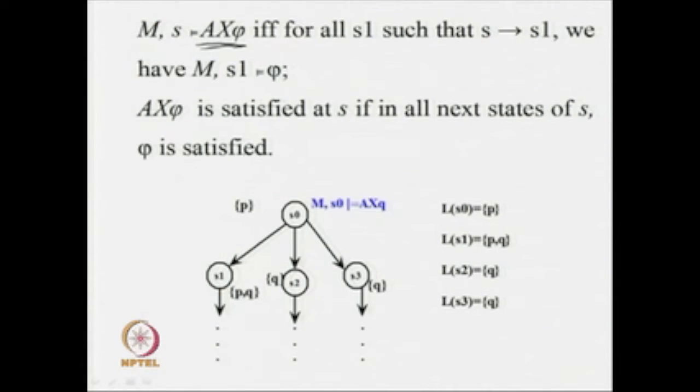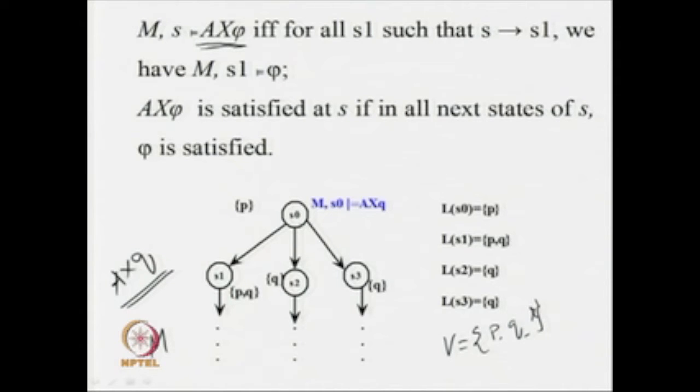So, just look into this particular model and these labeling functions. Say L of S 0 is P, where the set of atomic propositions has P, Q, R, these 3 atomic propositions. So in S 0, P is true; in S 1, P and Q are true; in S 2, Q is true; and in S 3, Q is true. Now, we are going to look for the formula A x q. What does it mean? In all paths, in the next state, q holds or not.